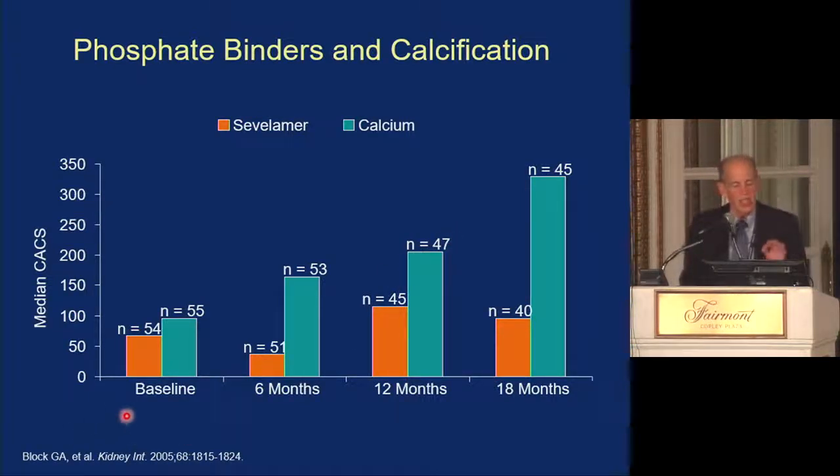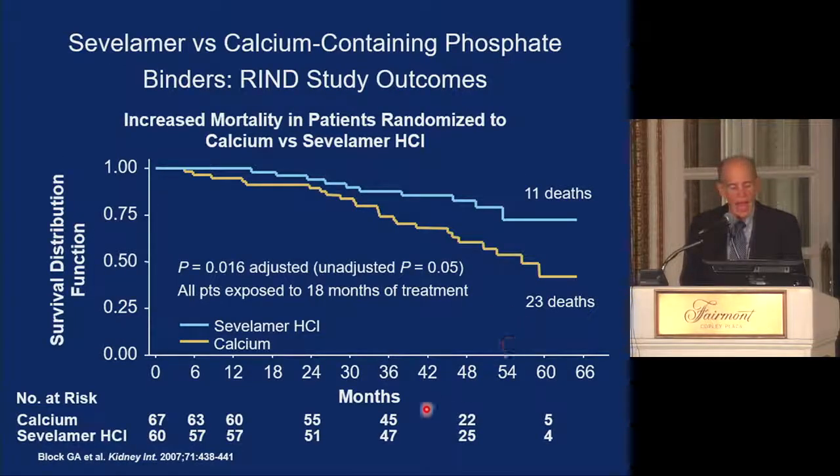Jeff Block did the same study for 18 months on incident dialysis patients. Look at the difference. Calcium-based binders, non-calcium-based binders. At the end of 18 months, the coronary artery calcification score much higher on the calcium-based binders than on the non-calcium-based binders. And then Jeff continued his 18-month study and simply watched the patients for 60 months.